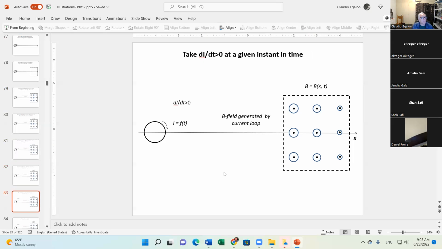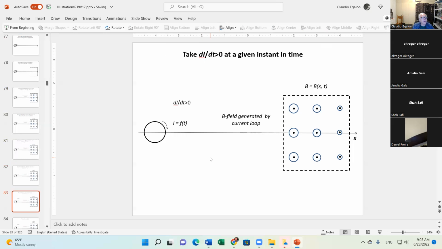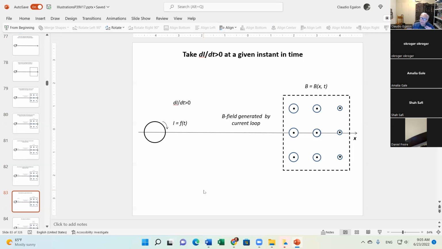Now we introduce the fact that the rate of change of the electric current is positive. The dI/dt is positive. We need this information to know how the magnetic field behaves, because you could have repeated this whole thing for negative dI/dt as well, and you would get the same result. If dI/dt is positive, it means that dB/dt is also positive.